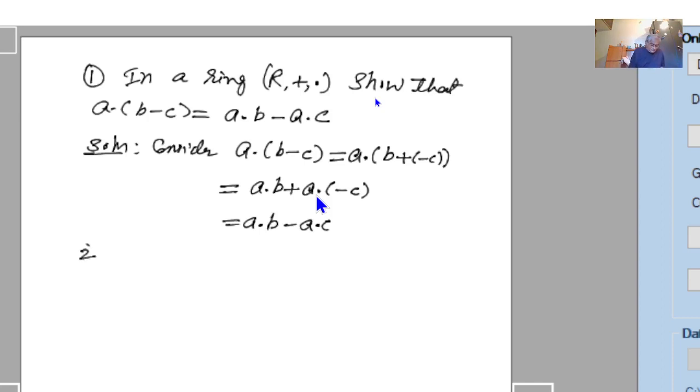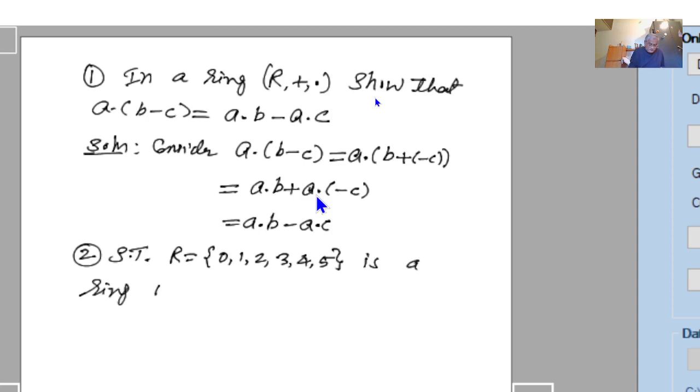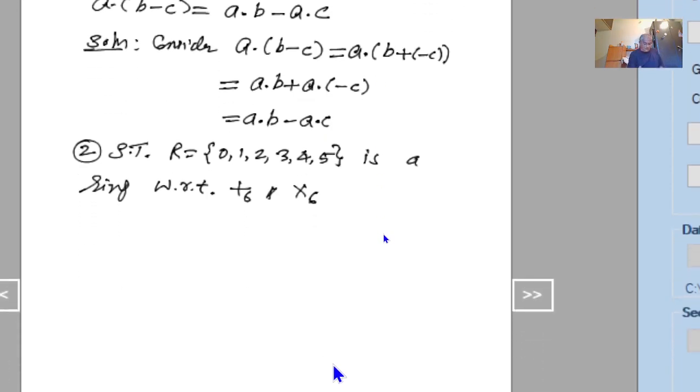Next example, show that R = {0, 1, 2, 3, 4, 5} is a ring with respect to the operations +6 and ×6, addition modulo 6 and multiplication modulo 6. So for this, what we do is we write two tables. One is for addition, another is for multiplication.